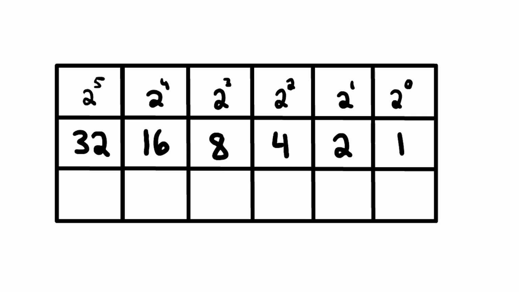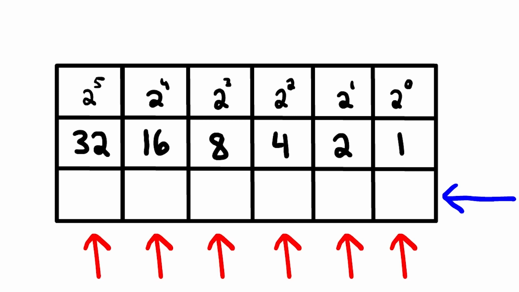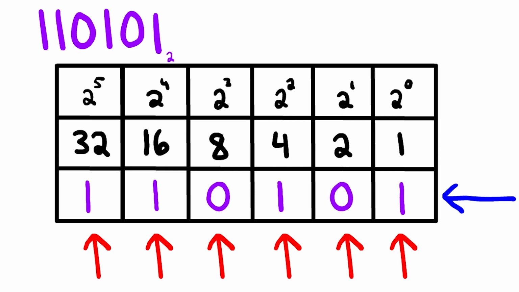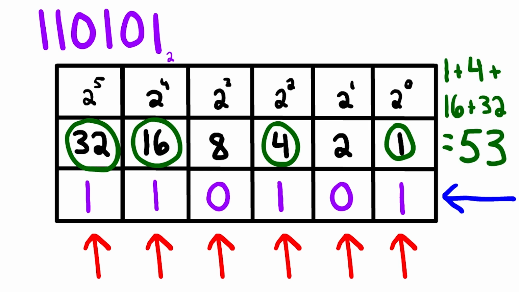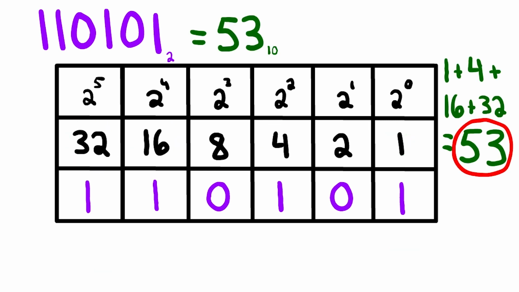Make another row at the bottom of your table. All you have to do is write the binary number underneath, with each number corresponding to a column. The number we will be using is 110101. All that's left is to add up the numbers with a 1 underneath. Then that's it. Your decimal number is 53, base 10.